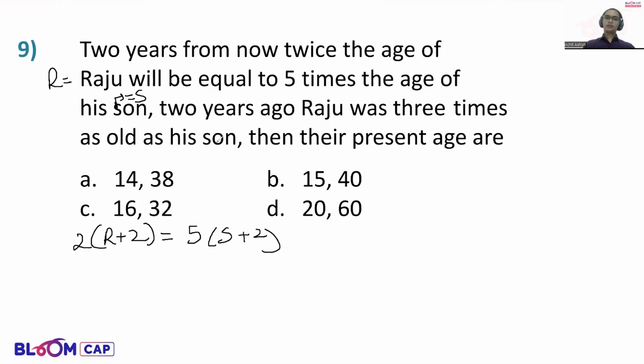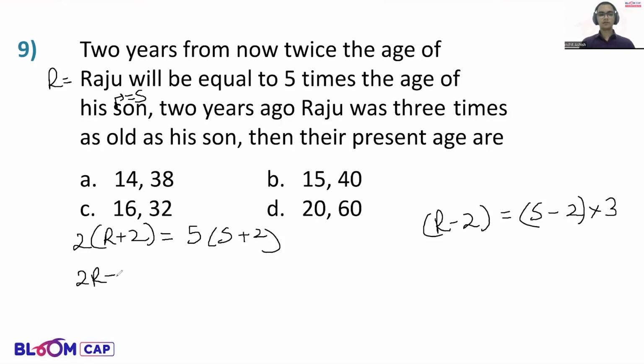Right? Okay, now the next statement. 2 years ago, Raju was 3 times as old as his son. Find their present ages. Now, 2 years ago Raju's age will be R minus 2 and the son's age will be S minus 2. Raju was 3 times as old as his son, so we will multiply this by 3. This will give us the age of Raju. Now we'll do nothing. We'll just simplify both the statements. 2R plus 4 is equal to 5S plus 10.